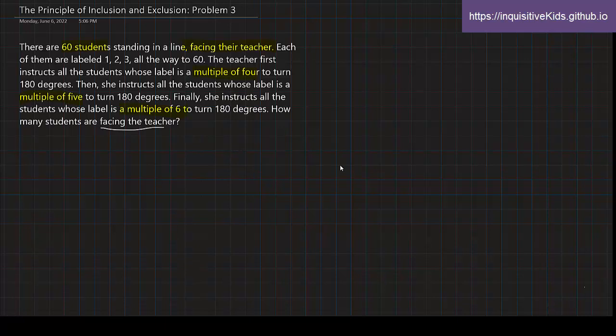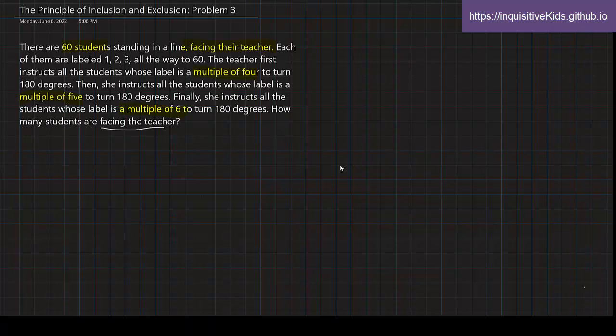So when it says all the multiples of 4, all the multiples of 5, and all the multiples of 6, you have to think about where it overlaps. For example, some numbers are multiples of 4 and 6, or 4 and 5, or 5 and 6, or all three combined. So that's a possibility that you have to think about.